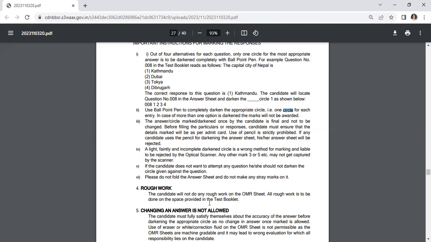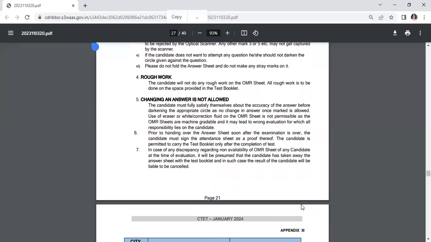Rough work: the candidates will not do any rough work on the OMR sheet. All rough work is to be done on the space provided in the test booklet only. Changing the answers is not allowed. The candidates must fully satisfy themselves about the accuracy of the answer before darkening the appropriate circle, as no change of the answer once marked is allowed. Prior to handing over the answer sheet, soon after the examination is over, the candidates must sign the attendance sheet as proof thereof.